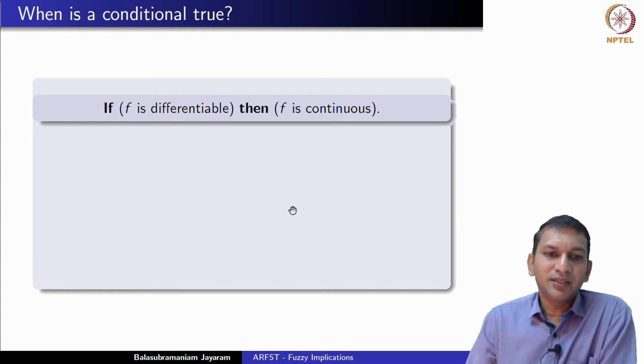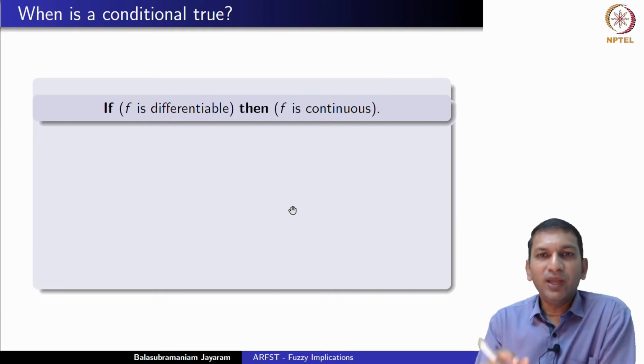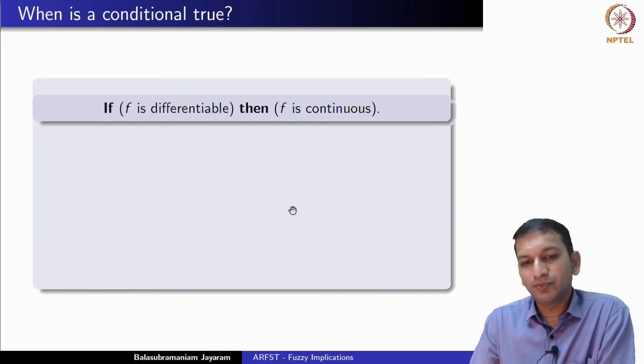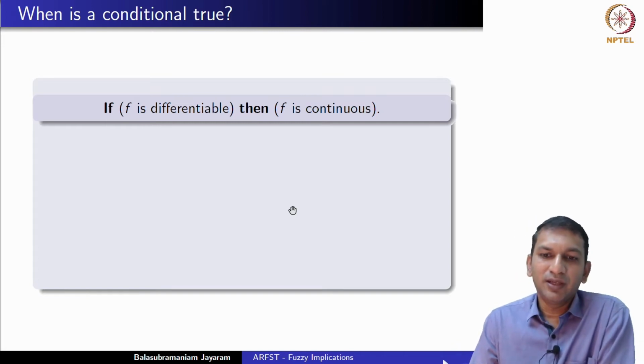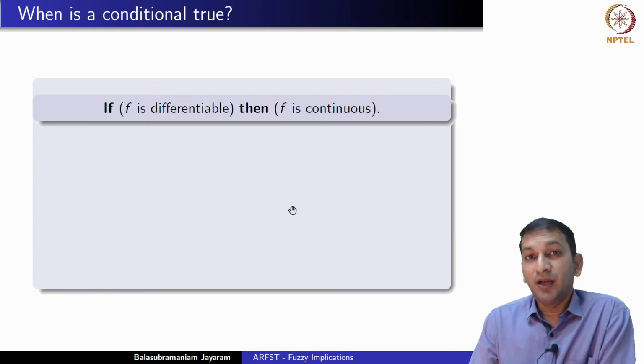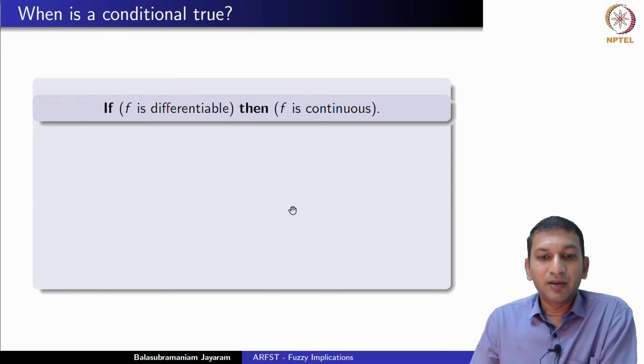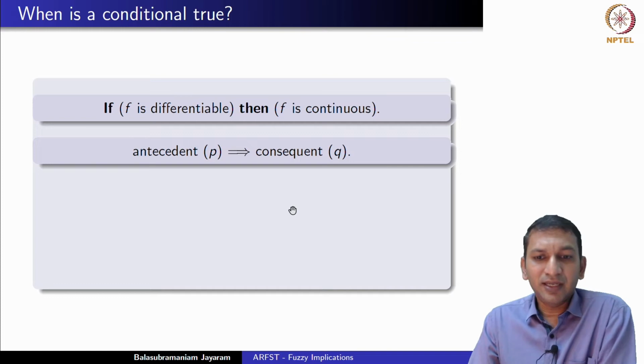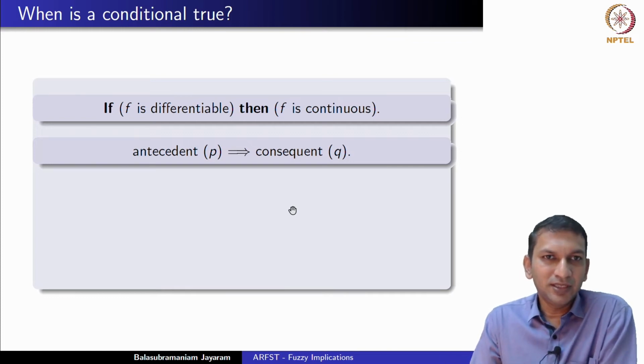To understand this, let's look at when is a given conditional true. Let's consider this statement: if f is differentiable, then f is continuous. Of course, we know that this statement is true. But now, looking at it as an antecedent implying a consequent, that is like P implies Q, in the logical sense, we are questioning ourselves, when is P implies Q true?